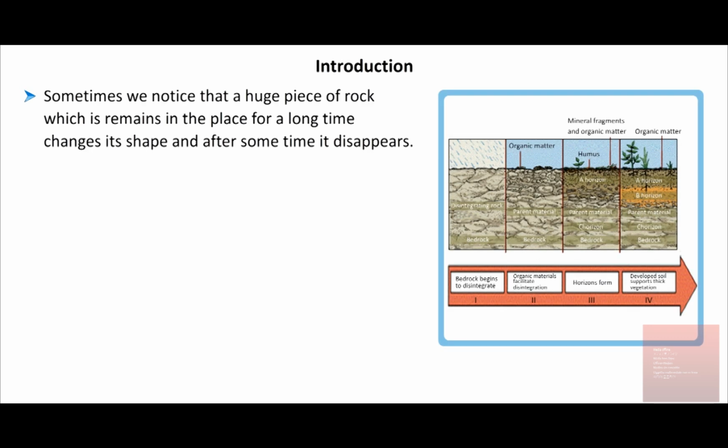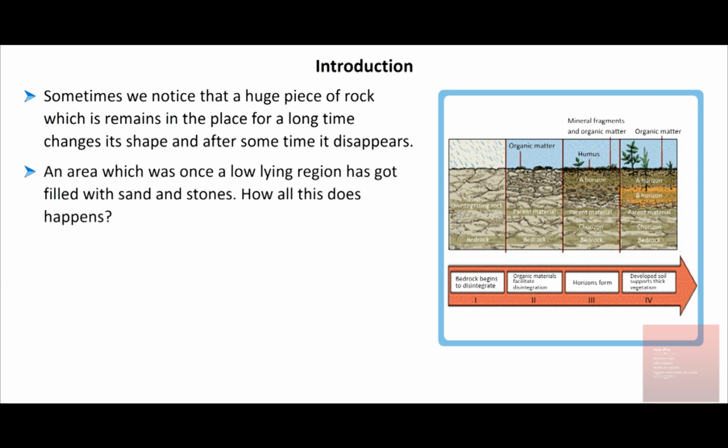Sometimes we notice that a huge piece of rock which remains in the place for a long time changes its shape and after some time it disappears. An area which was once a low-lying region has got filled with sand and stones. How does all this happen?